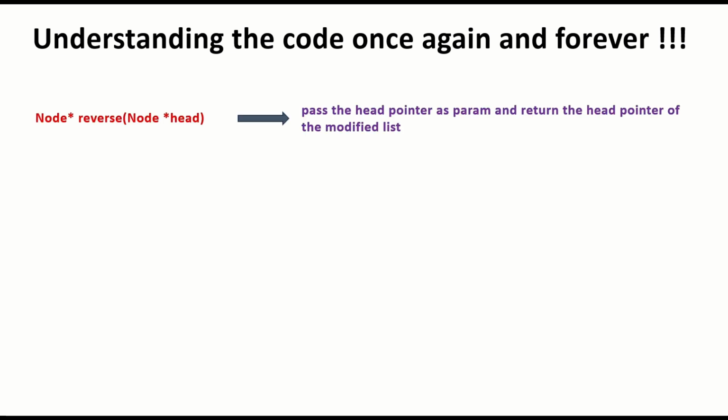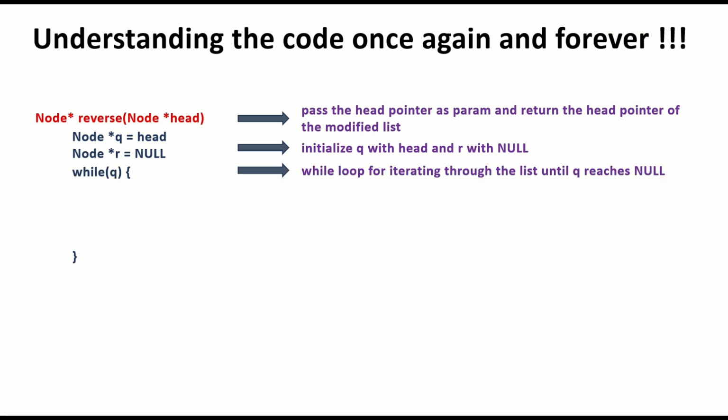So first things first, the very first thing is the function prototype or the function method. So as you can see, the name of the function is reverse, and we have to pass the head pointer as param, and we have to return the head pointer of the modified reversed linked list. So this is my function prototype. The next is the initialization step. So we will initialize q with the head pointer and r with null. Then what will be the next step? We'll do a while loop, which is only used for iterating through the entire linked list using q, until q reaches null. So it means while q is not equal to null.